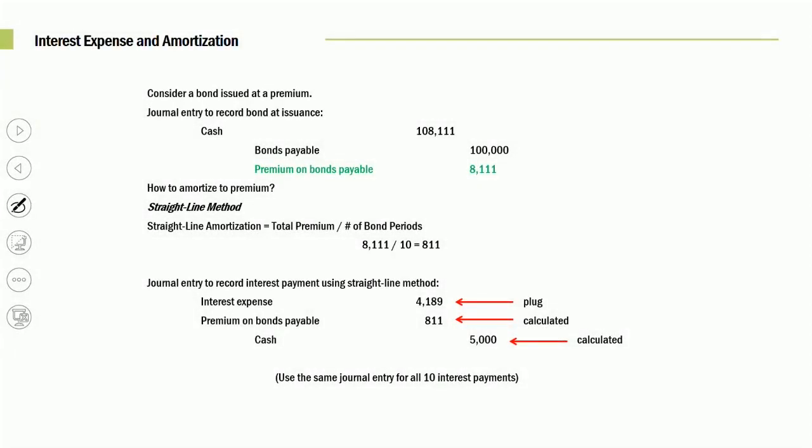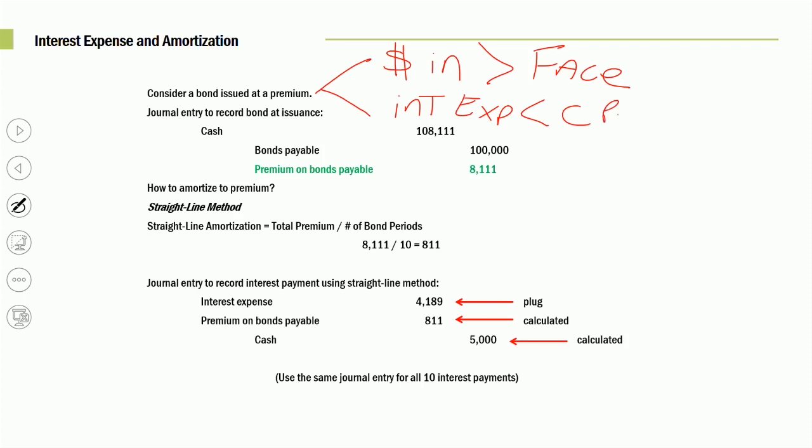All right, here we go, guys. Now we've got the same facts we saw earlier. Bonds are issued at a premium, so two things come to mind. The cash that we collect, the cash inflow, is going to be greater than the face value. And then the next thing I'm thinking is my interest expense is going to be less than my coupon paid.